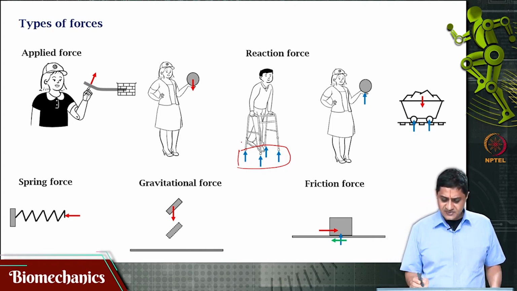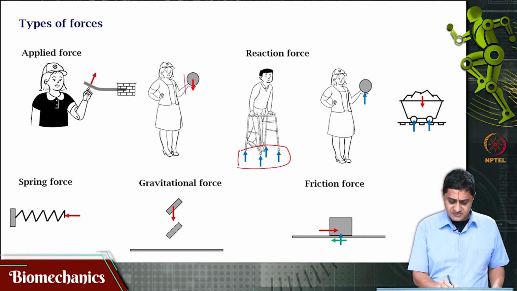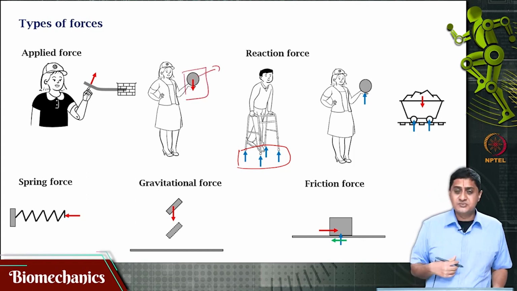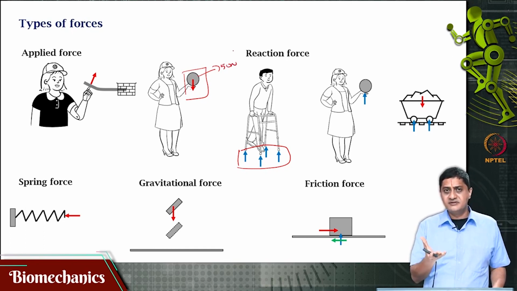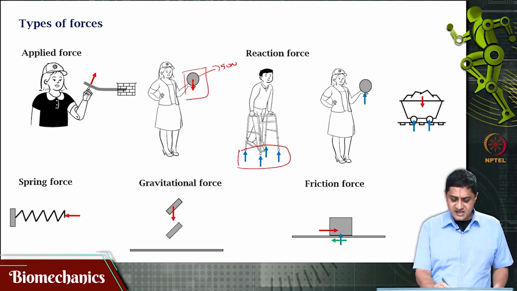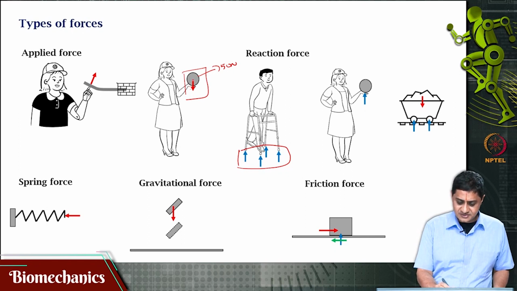Consider this lady, she is holding a ball. Let's assume its weight is 50 newtons. Okay. So she is holding a ball weighing 50 newtons. So that weight, because she is on planet Earth, is acting in that direction, is it not? That direction.